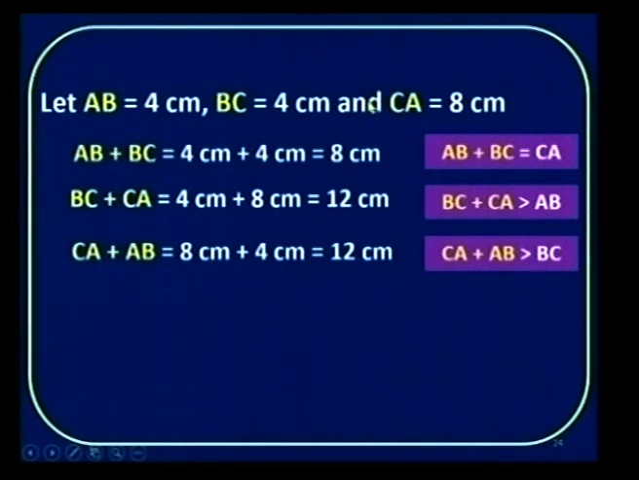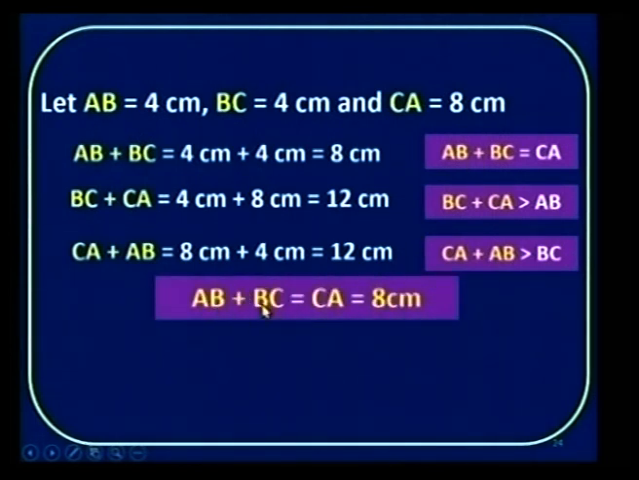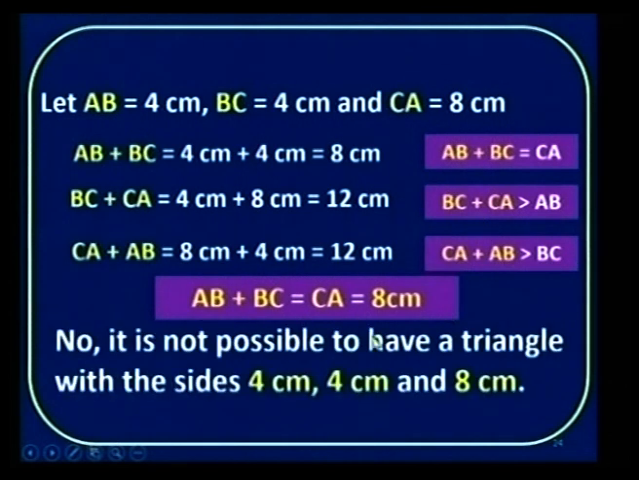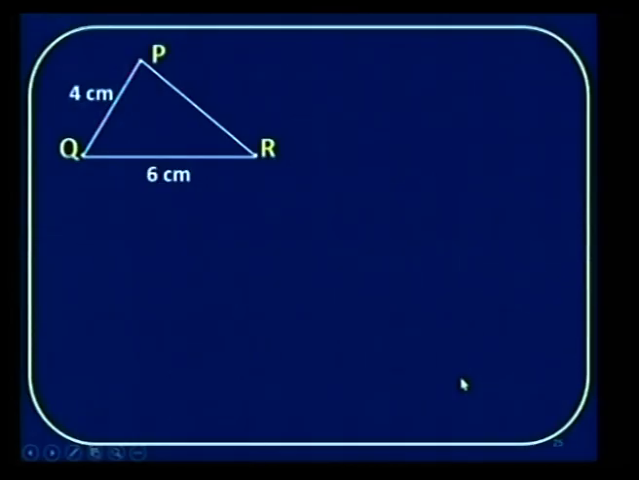Children, just now I said that all the three conditions must be satisfied, but here what are you observing? AB plus BC is not greater than CA. So, can we have a triangle with these measurements? No. So, what can you say here? As AB plus BC is equal to CA, meaning the sum of two measurements is equal to the third measurement, a triangle cannot be formed. So, no, it is not possible to have a triangle with the sides 4 centimeter, 4 centimeter and 8 centimeter. Now, children, observe the triangle PQR.